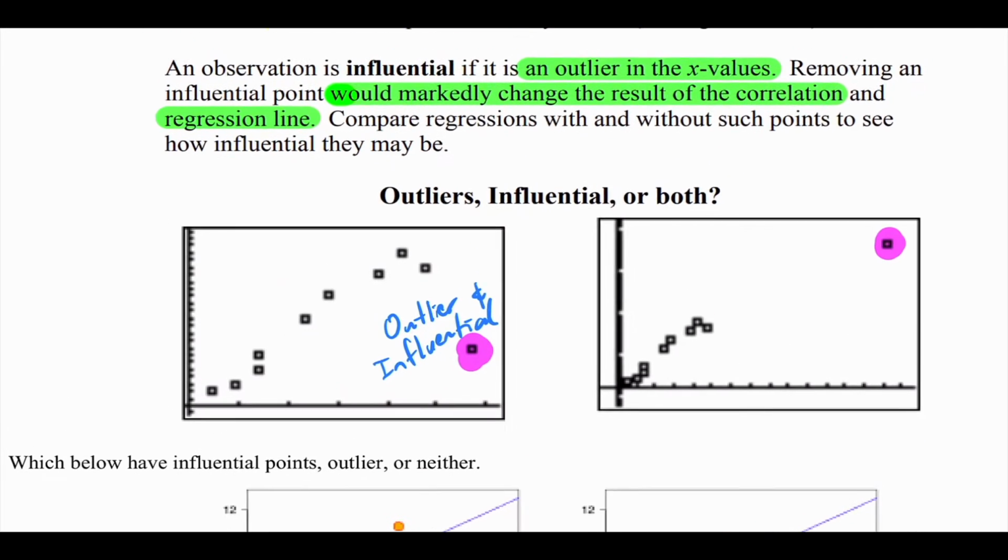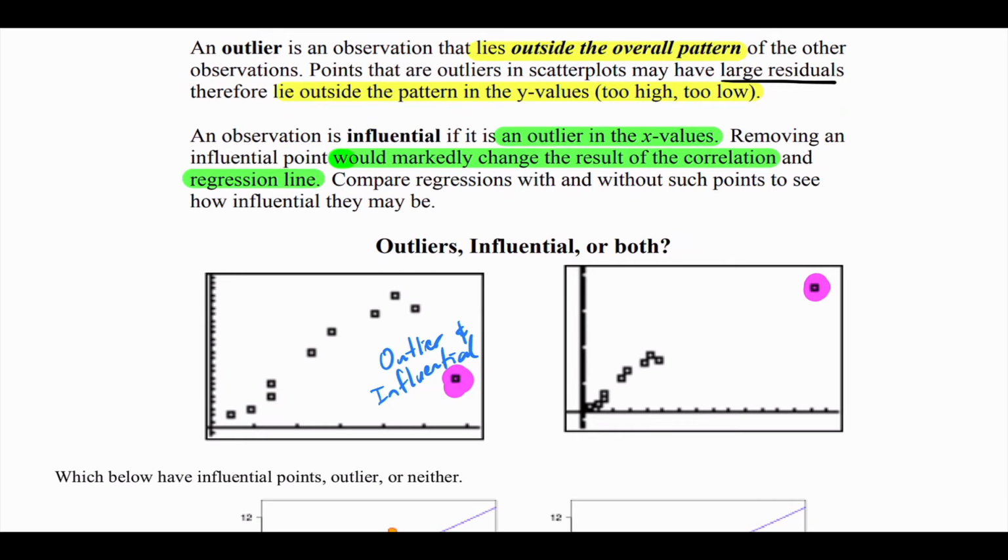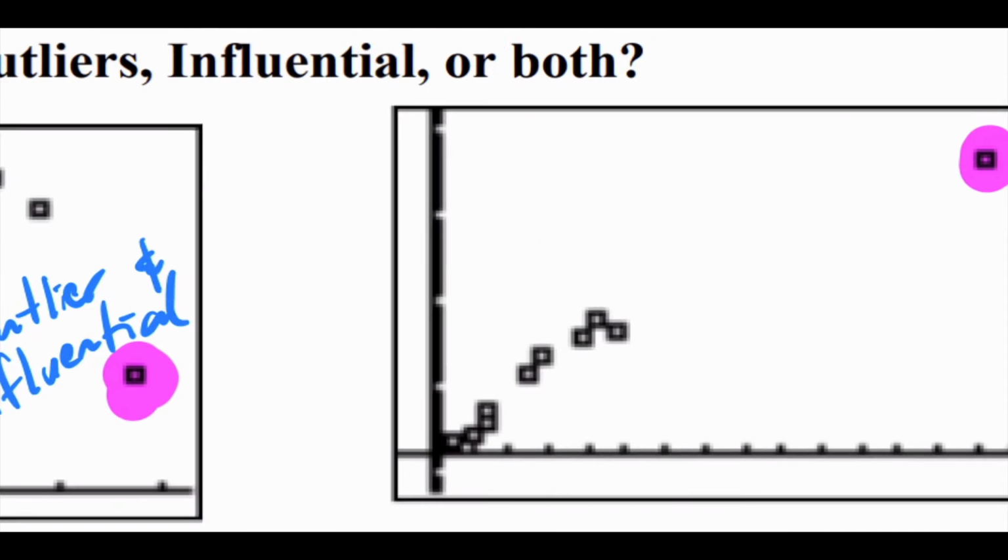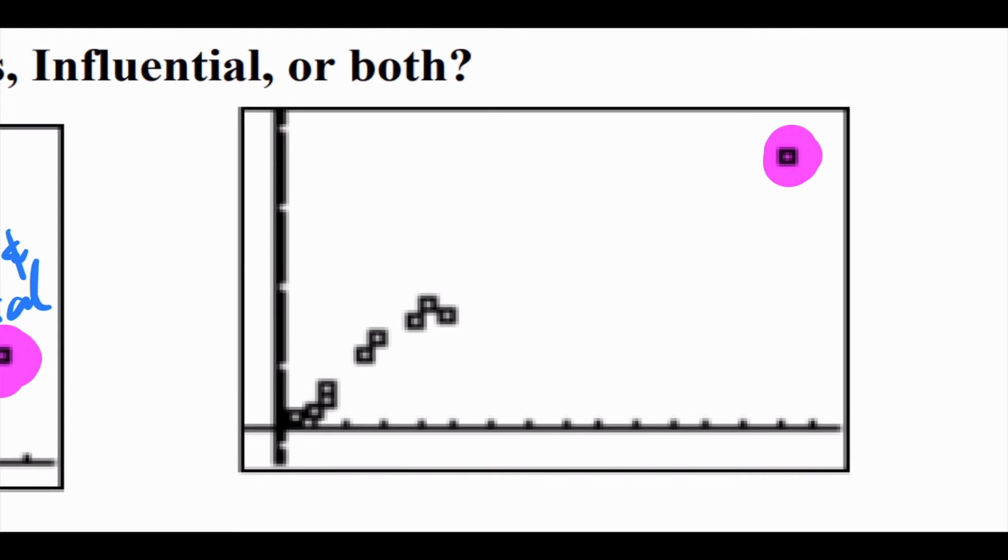So to be an outlier, it would have to have a large residual, and it would have to fall outside the line, outside the pattern in the y values. Okay, so let's say with it, the regression equation would probably look like this, right? Something like that. What if I take it away? Will it change? Very little, right? Because it's already going in that direction.